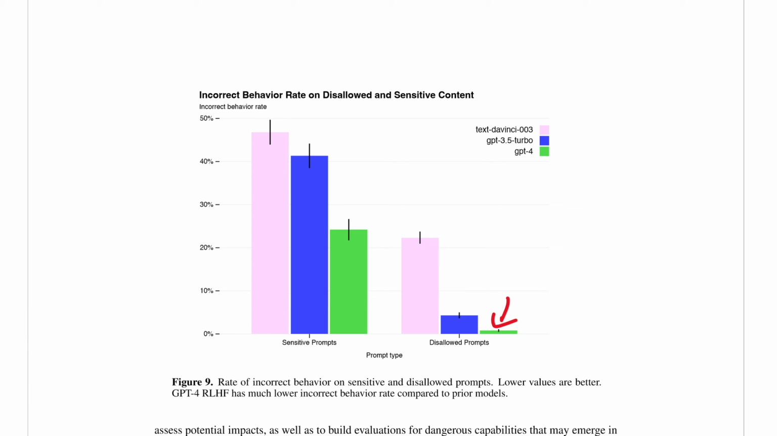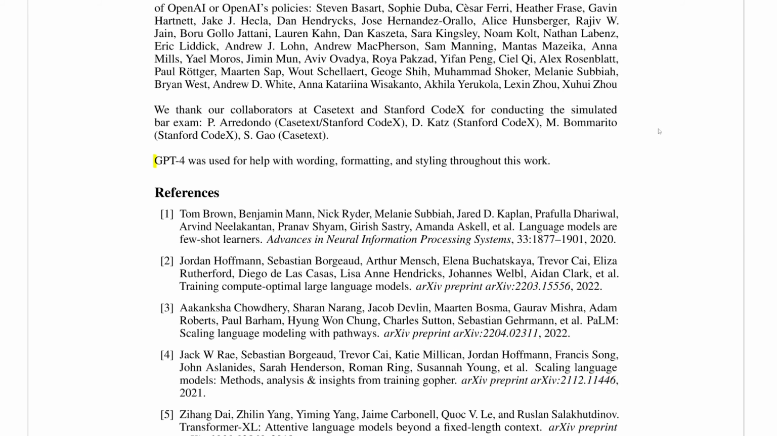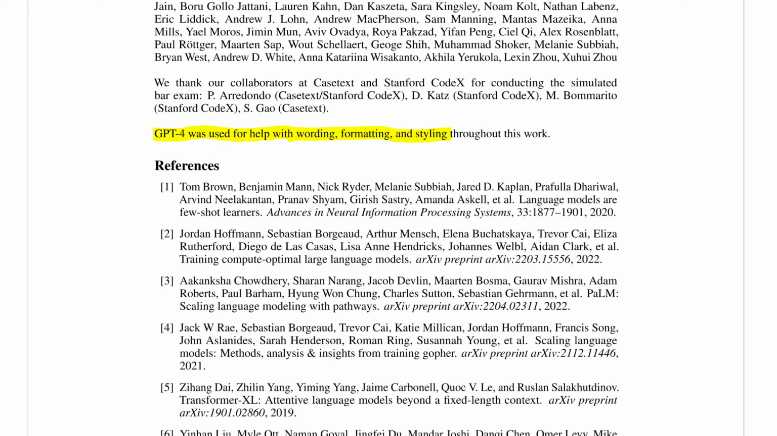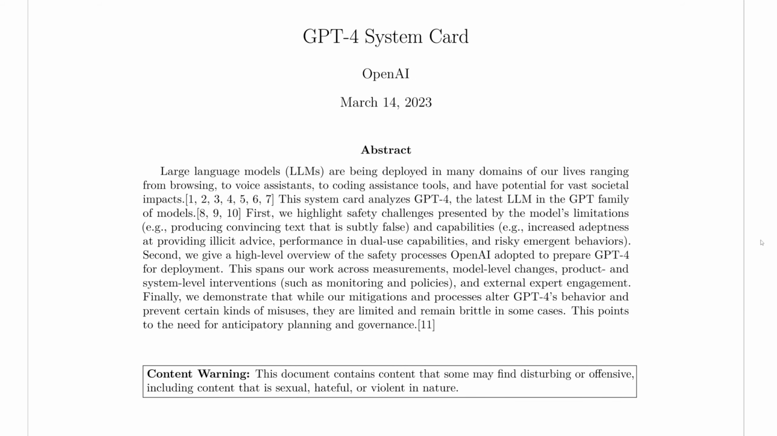The incorrect behavior rate for these quote-unquote sensitive prompts has also gone down, which means it will answer more prompts that it does consider sensitive as long as they're not flat out disallowed. Though do note that it's still a good ways away from being perfect, which would be at 0%. And a little bit of a fun fact, GPT-4 was actually used to help write this paper, primarily with the wording, formatting, and styling. And while this is technically the end of the technical report, we're still actually not even halfway through. That's because we still have the GPT-4 system card left.